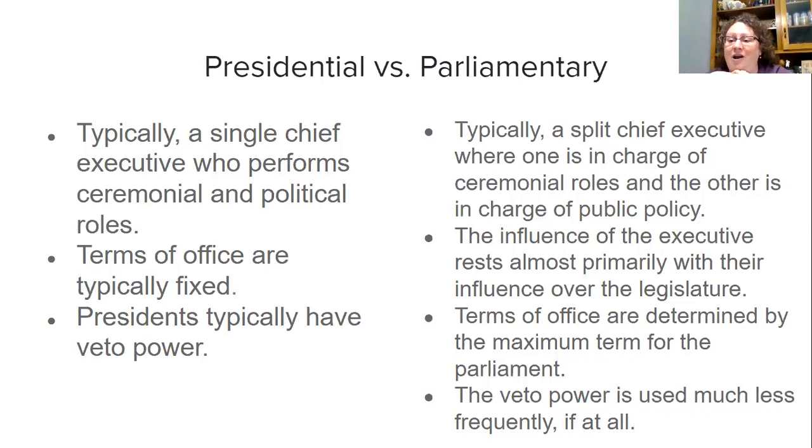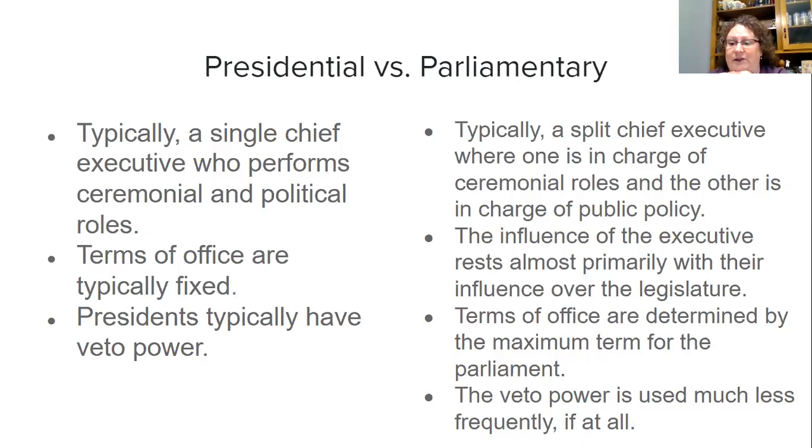So in a parliamentary system, your prime minister, who's your chief executive, is typically the head of government. Okay, so in a presidential system, that person serves both roles. And they typically have veto power. So we would see that the Nigerian president, Mexican president, American president, they all have veto power.